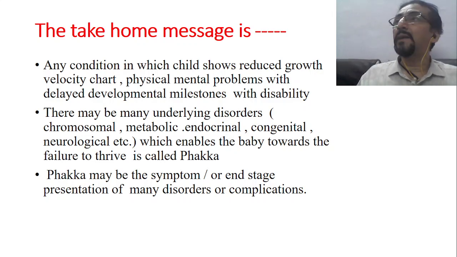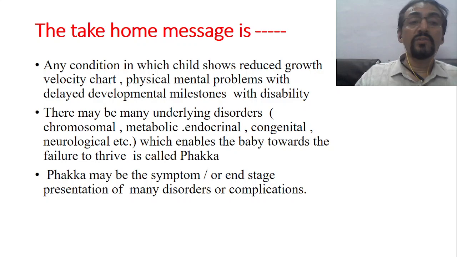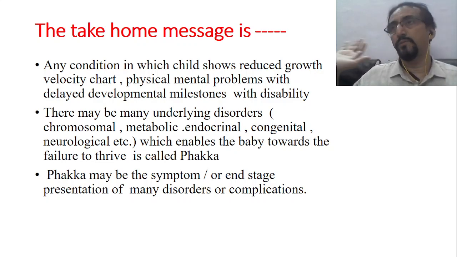There may be many underlying disorders. Underlying disorders may be different, like chromosomal problems, metabolic problems, endocrine problems, congenital problems, neurological problems. Whatever may be the underlying problems which lead the baby towards failure to thrive should be called Phakka. Whatever the condition, if the growth chart of that child is falling, and the general condition of the child is deteriorating day by day, that should be taken as a condition of Phakka and the same line of treatment should be followed.